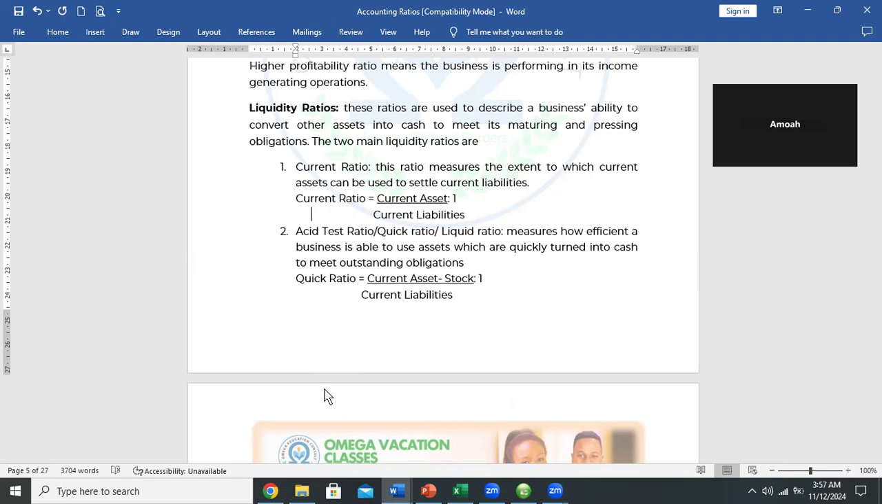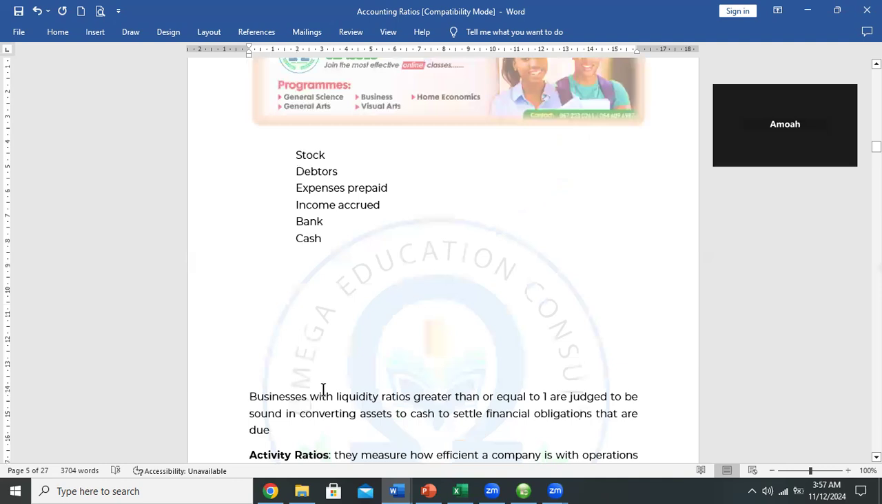So these are your liquidity ratios, right? Let's move on to the next ratio, and that is the activity ratios. Activity ratios.